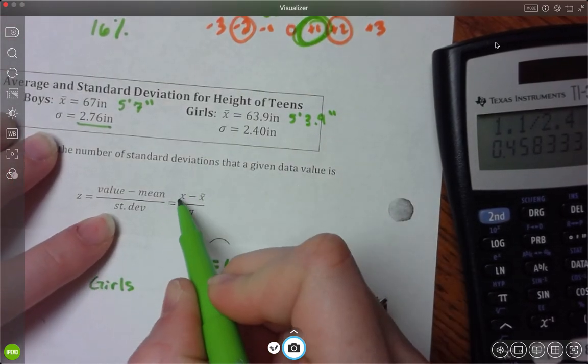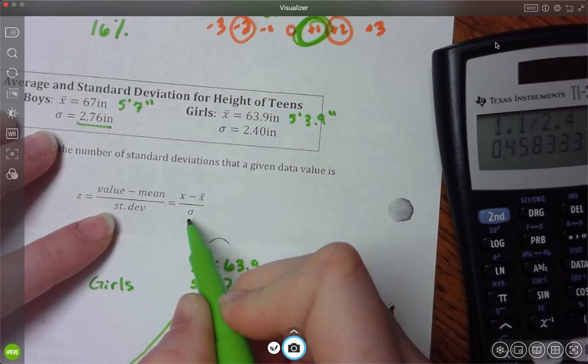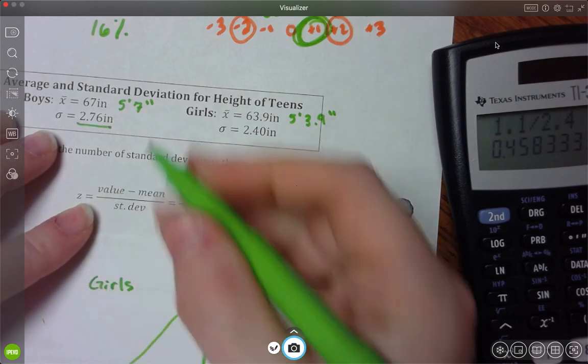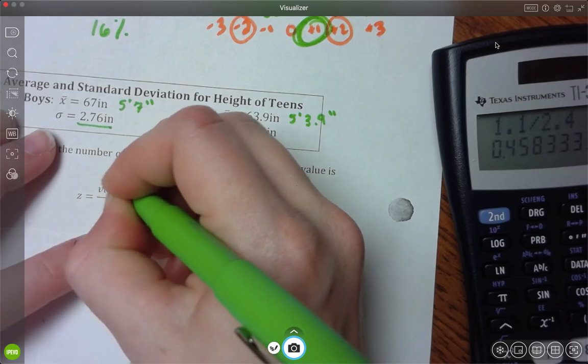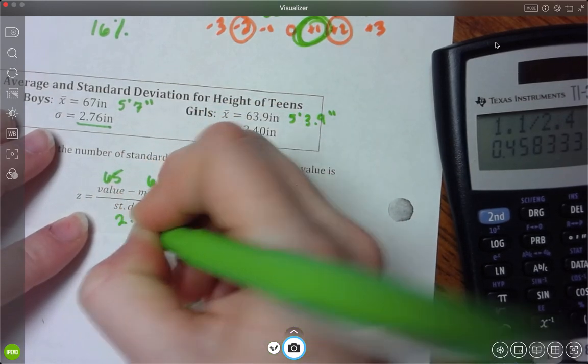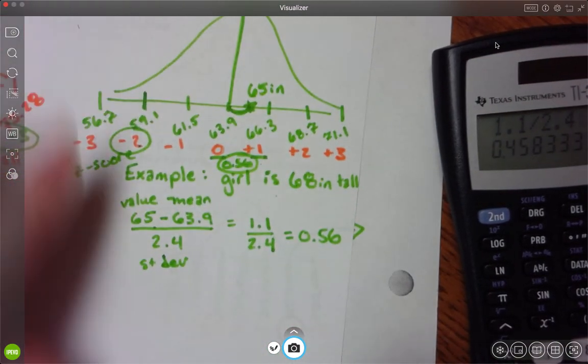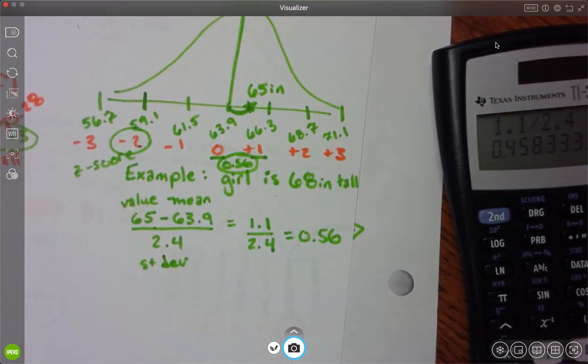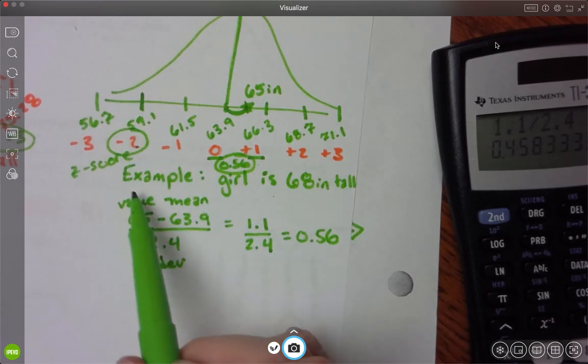Or they write it as x minus x bar divided by the standard deviation. It's the value that we have, which was the 65, minus the average, which is 63.9, divided by the standard deviation of 2.4. That's how we calculated it down here, right? So now, this is the reason why z-scores exist.